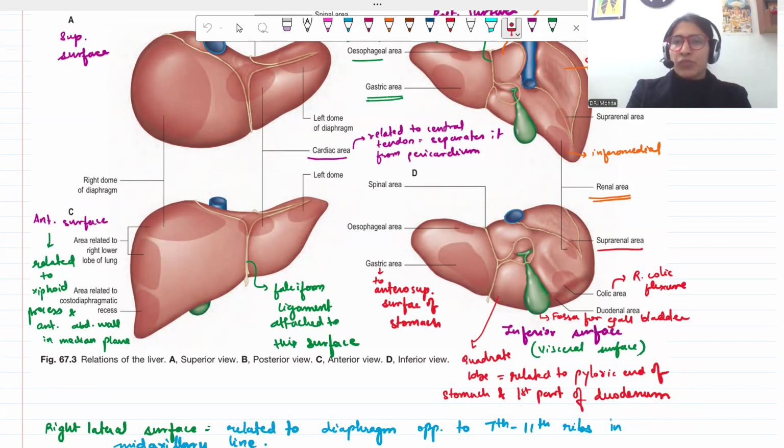You can see the esophagus, gastric area, suprarenal area, duodenal area, and colic area. So that means the duodenum is present here. If the duodenum is present here, that means this lobe, the quadrate lobe, is related to the pylorus of the stomach. So the pylorus of the stomach continues as the duodenum, and then this is the colic flexure, the right colic flexure. Make sense? Can we move forward?